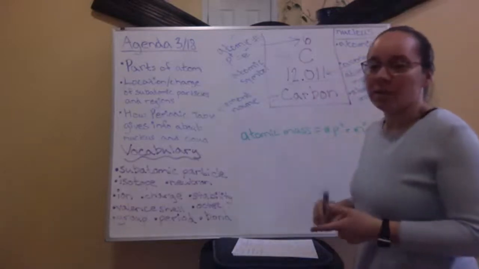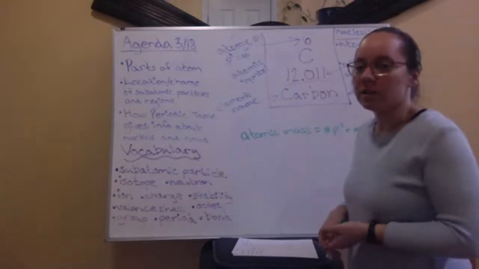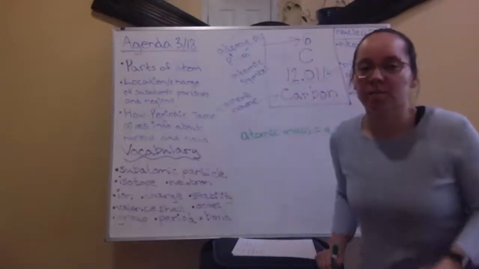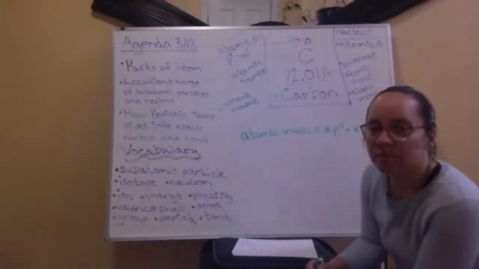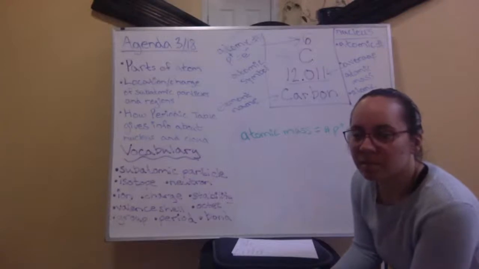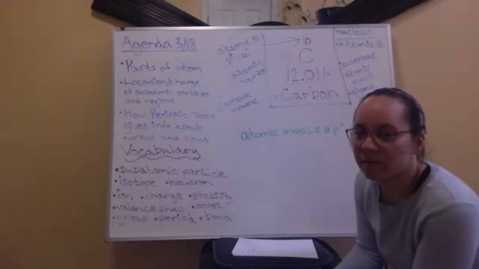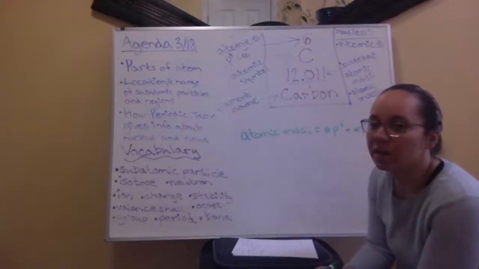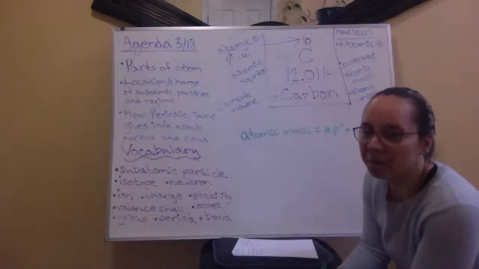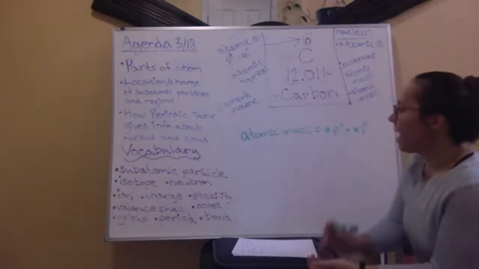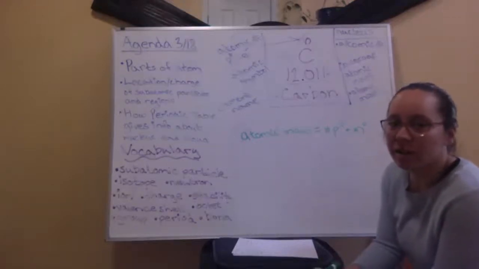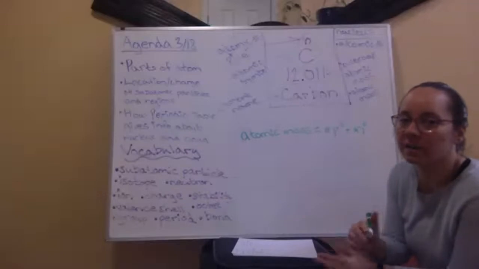So how come we only add the protons and neutrons in? Does anyone remember? How come we don't add the electrons in there? How much does an electron roughly weigh in AMUs? I'll give you a hint. It's so small it doesn't even matter. So the reason that we don't add in the number of electrons or the electron mass is because it's like 0. It's so small that it's totally negligible.